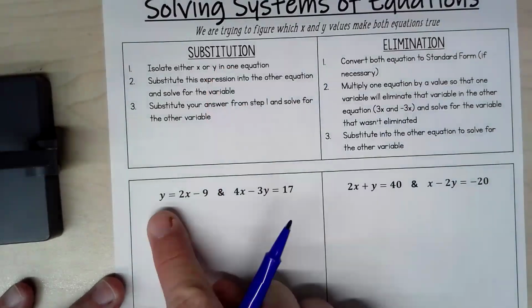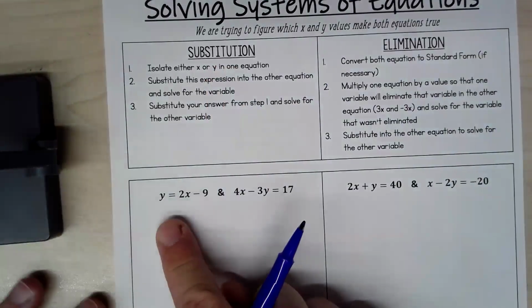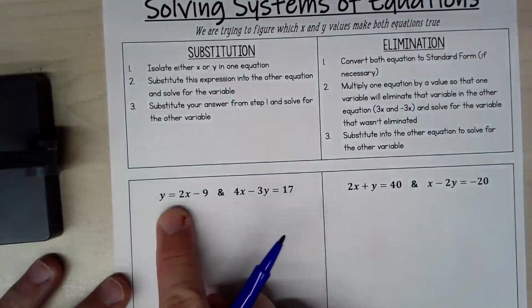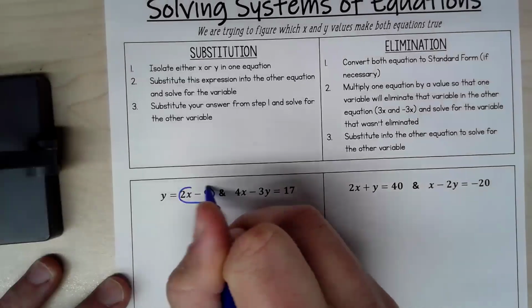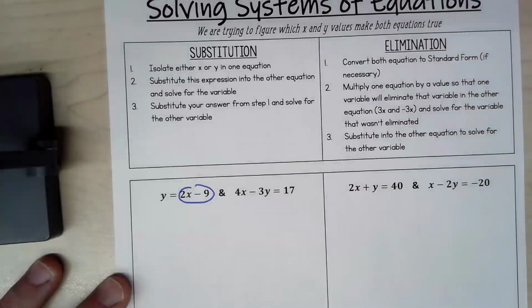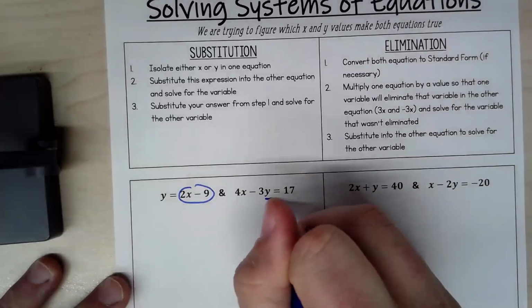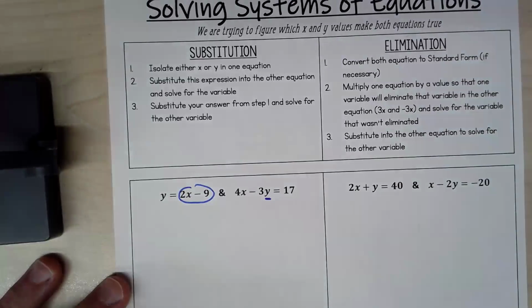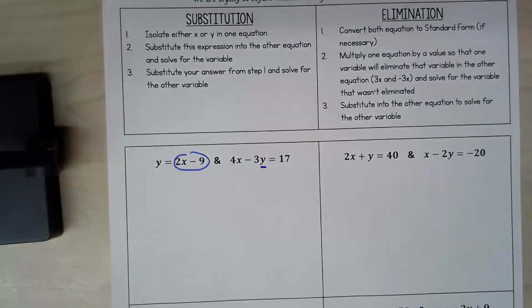Substitution is when one of my variables, I can either isolate it or it already is isolated. Well, this says y equals 2x minus 9. That means 2x minus 9 and y are the same thing. So I can substitute this in for y in my equation. So then all I have is x's, right? I can only solve for one variable at a time.